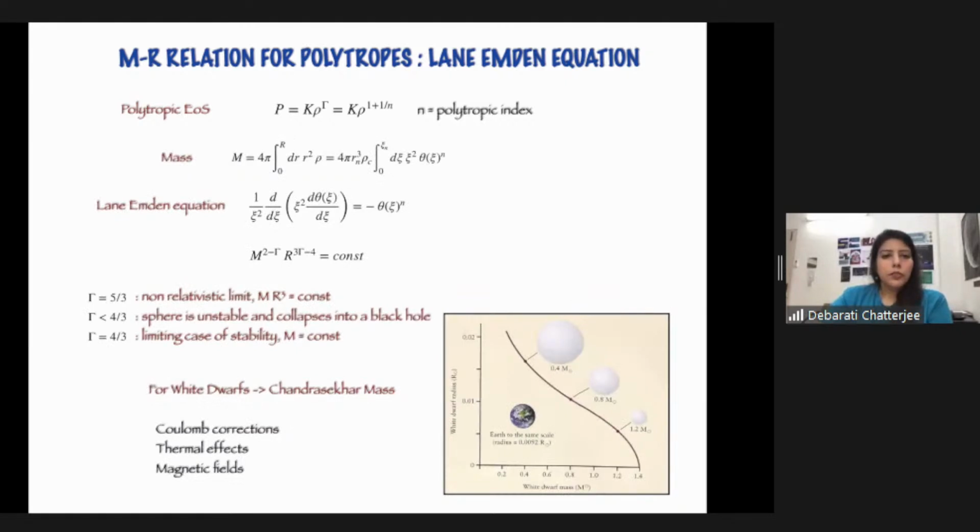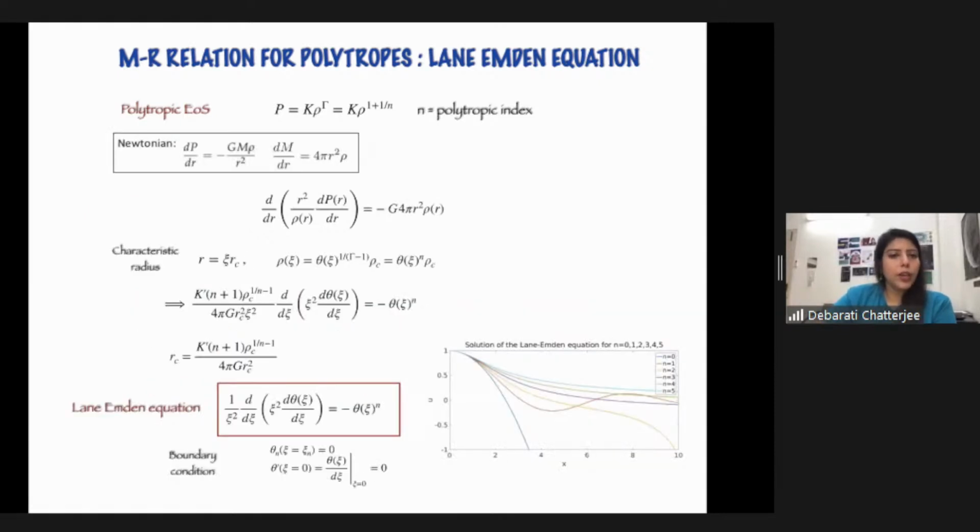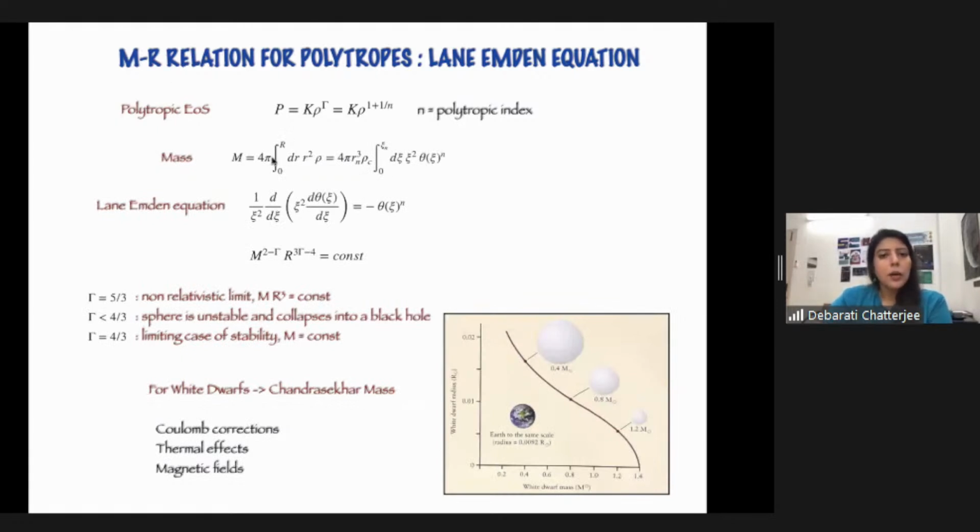Now, for the specific case, let's also calculate the mass. Once you have the solution, you can calculate the mass by integrating the density from 0 to r. So this is what it would look like. And if you actually solve this equation, you get an interesting relation involving the index that you have in your polytropic equation of state. So this relation gives you some important limits.